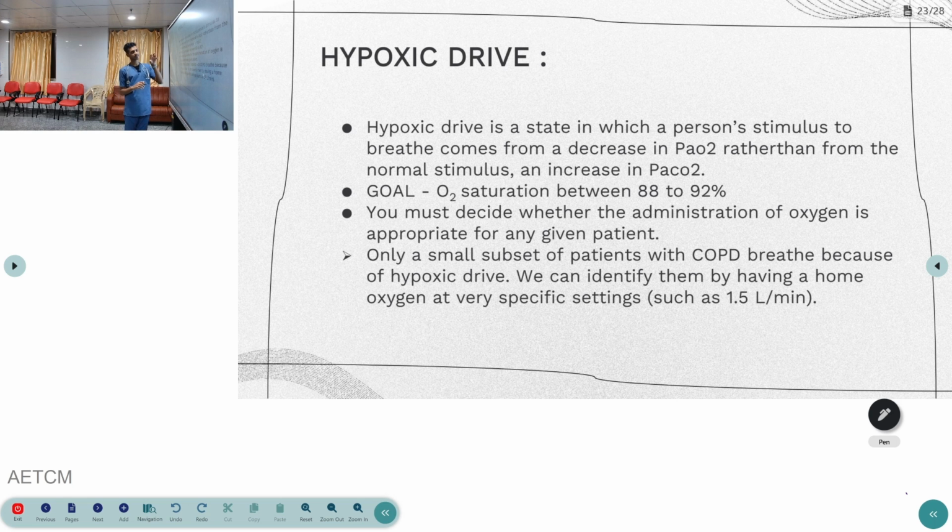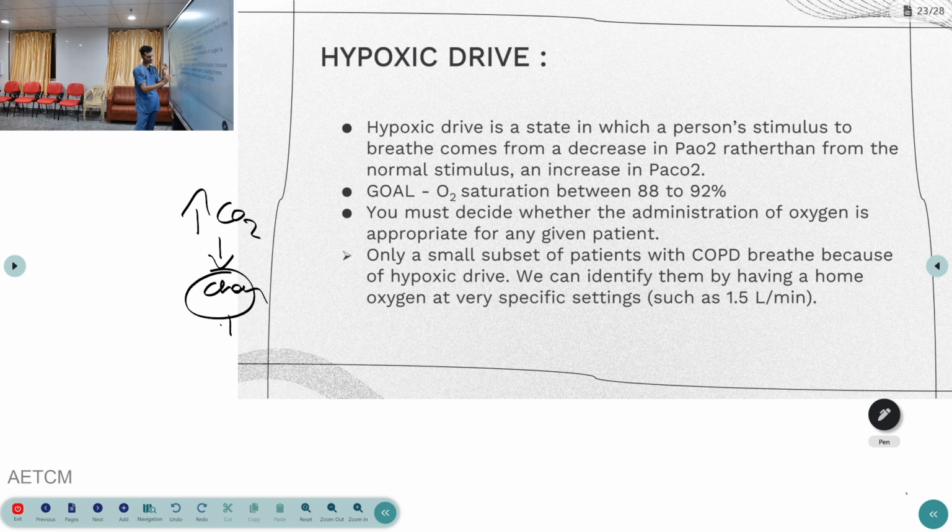Hypoxic drive is a state in which a person's stimulus to breathe comes from the decrease in PaO2 rather than from the normal stimulus, an increase in PaCO2. So what they are telling means, in normal healthy individuals, if the CO2 level increases in your body, what will happen? It will be sensed by your receptors, like chemoreceptors, those we have in our body. So the hypercapnia will be sensed by the receptors.